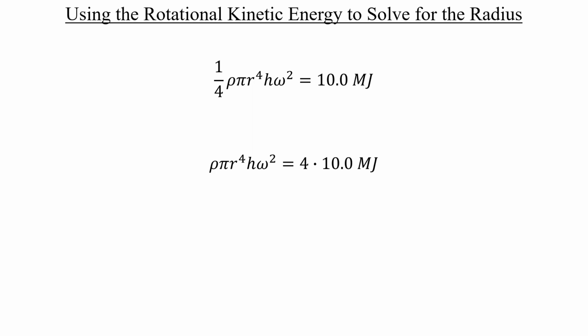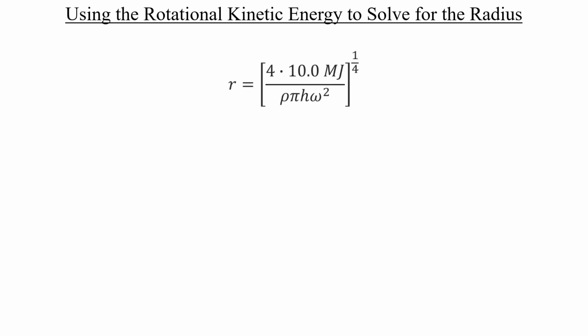Next, we should divide both sides by rho, pi, h, and omega squared, which will leave the radius to the 4th power on the left-hand side. To get the radius by itself, we'll just raise both sides to the 1/4 power. And with that, we can start plugging in our numbers.